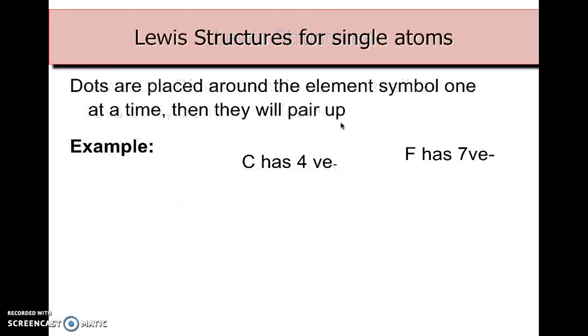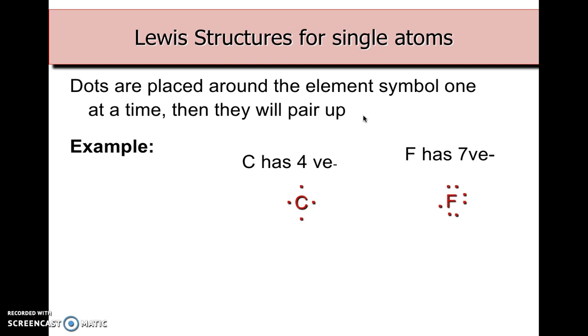So we can start by looking at Lewis structures for single atoms. Now these are not going to be bonded, so we're not going to see any lines. We're only going to have the dots. So the dots are placed around the element symbol one at a time, and then they will pair up. We're going to think of our element symbol as if it's in an imaginary square. Okay, so that means we have 4 sides with which to place our valence electrons. So when we have carbon, carbon has 4 valence electrons, 4 outer electrons. So I'm going to put 1 dot on each side. Fluorine has 7 valence electrons, so I'm going to put 1 dot on each side and then go back and double up 3 of the sides.